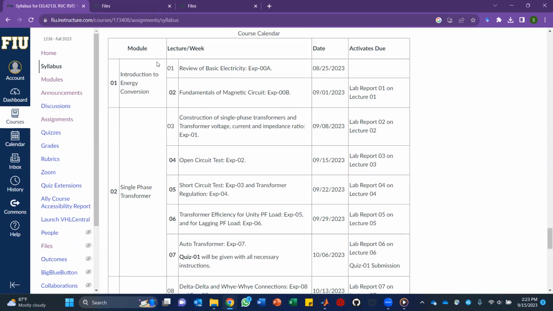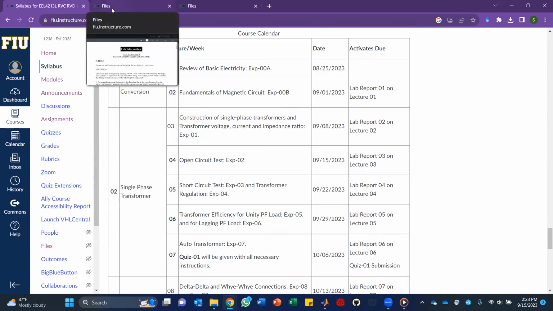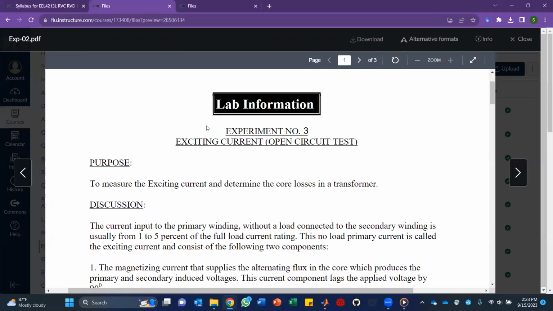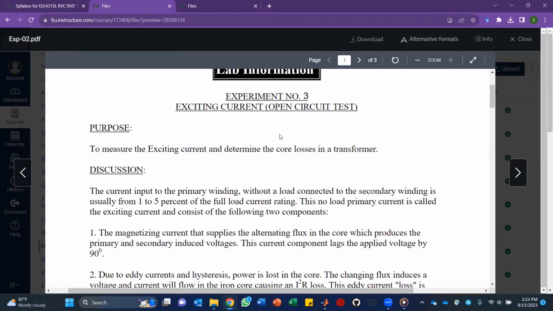Let's open experiment number 2. Although it is 2, it says 3, it's a mistake, so you can ignore that one. So, this is experiment number 2, an open circuit test of a single phase transformer.